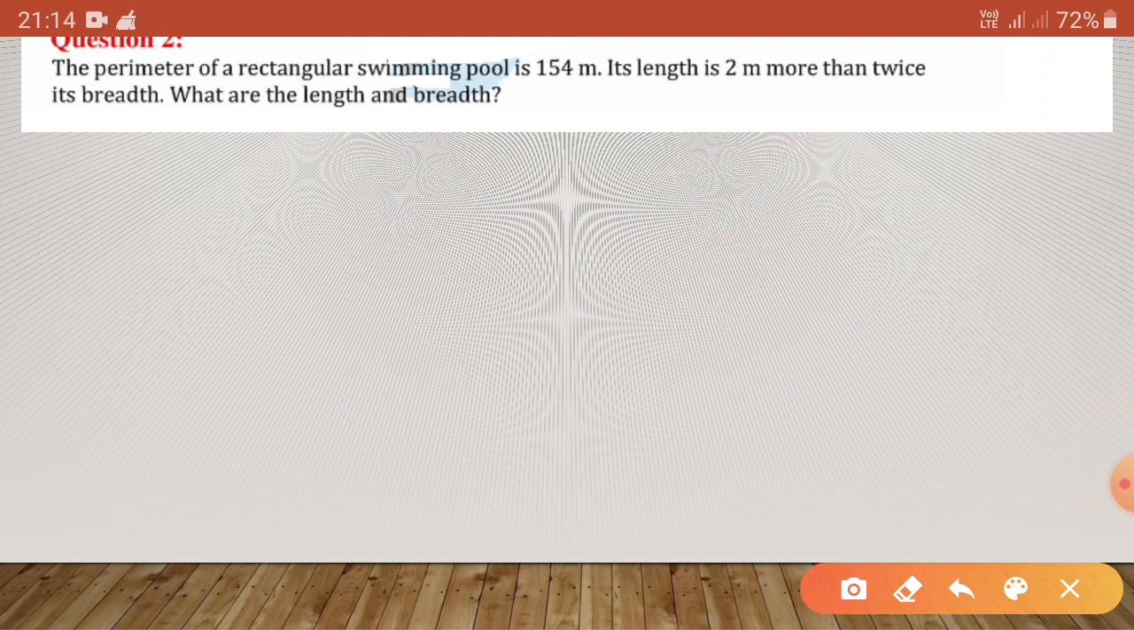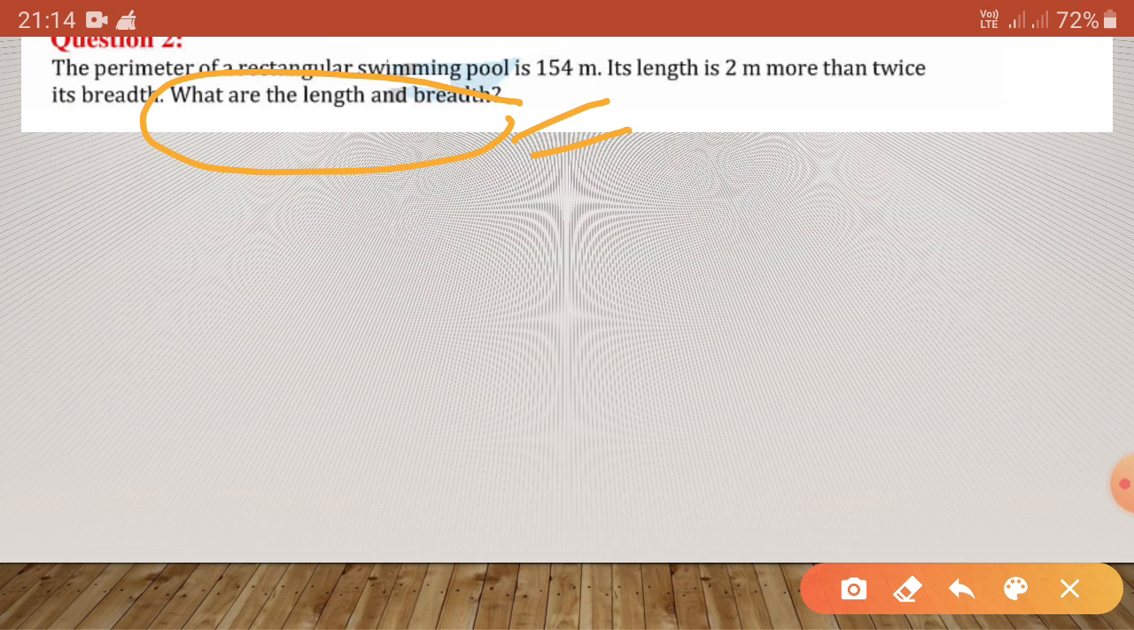The perimeter of a rectangular swimming pool is 154 meter. Its length is 2 meter more than twice its breadth. What are the length and breadth? Okay, so again we will be doing the same thing as earlier. Our aim is to find out the length and breadth, and already we have learned that we have to convert the question into the answer. So here the question is, what are the length and breadth?